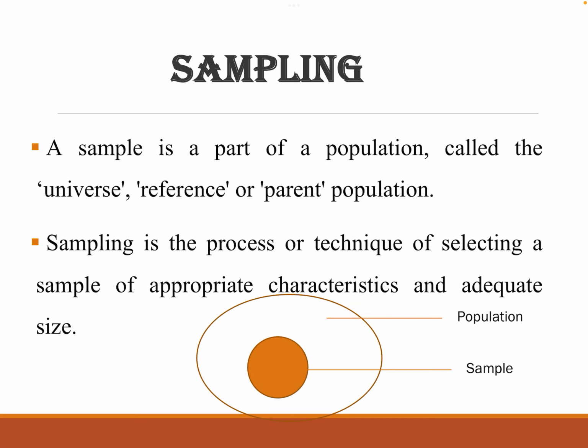I'll be discussing the topic sampling. A sample is a part of a population called the universe, reference, or parent population. Sampling is the process or technique of selecting a sample of appropriate characteristics and adequate size.